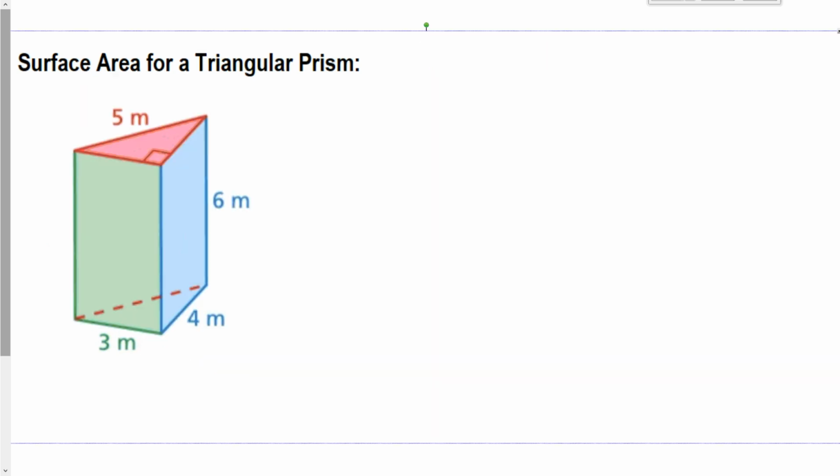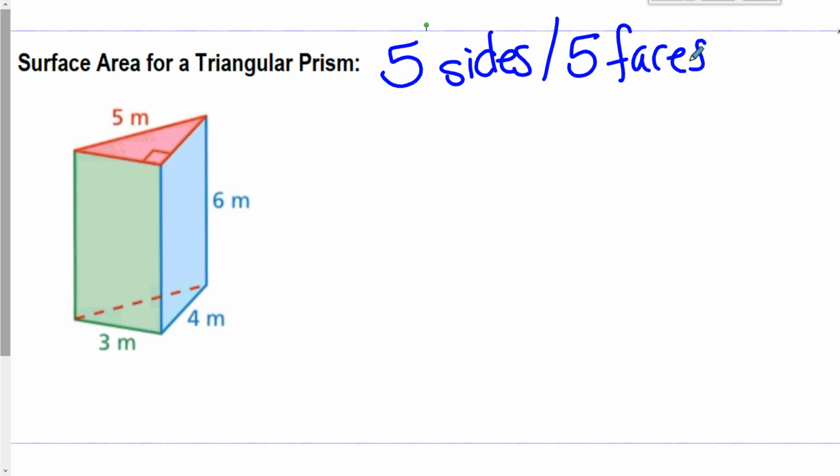All right, now when we have a triangular prism, there's only 5 sides or 5 faces to this guy. And this one, more so than the rectangular prism, you really need to kind of figure out and match each side. So I'm gonna do this one a little bit differently than I did in the last problem. I'm gonna say, okay, I've got this blue rectangle. So I know I have a 6x4 blue rectangle, which if I find the area of that guy gives me 24.